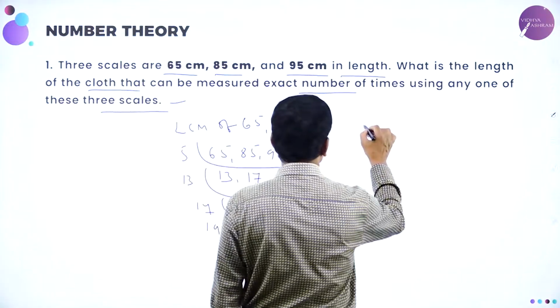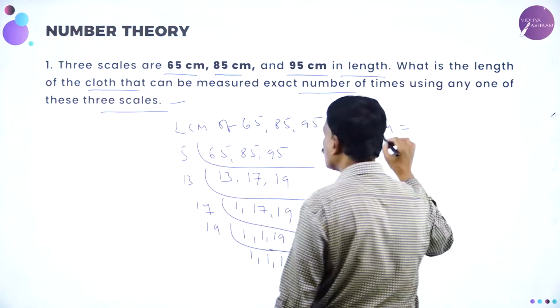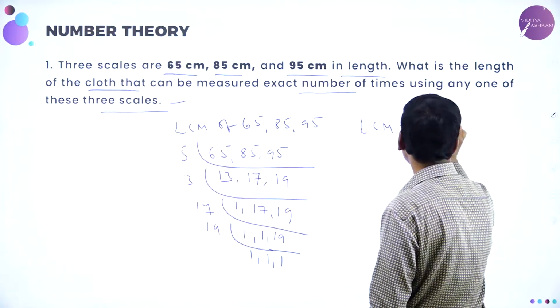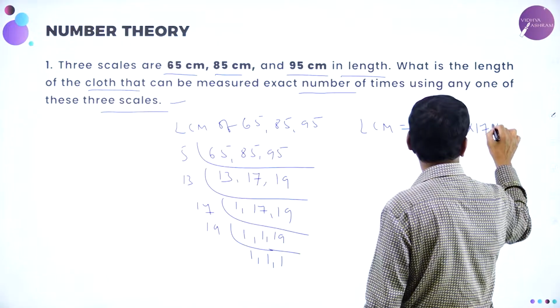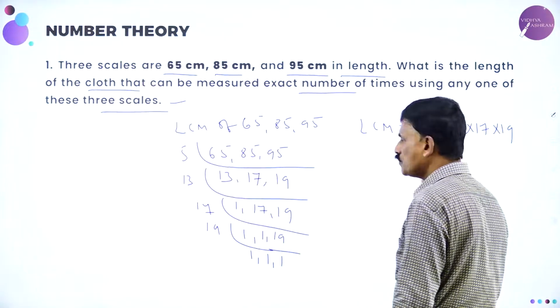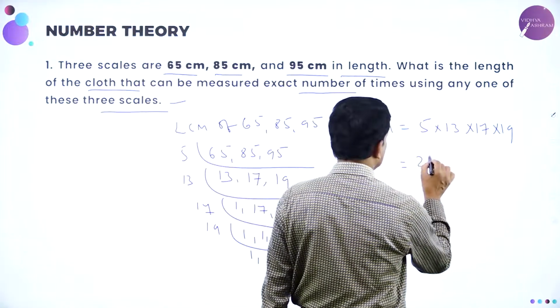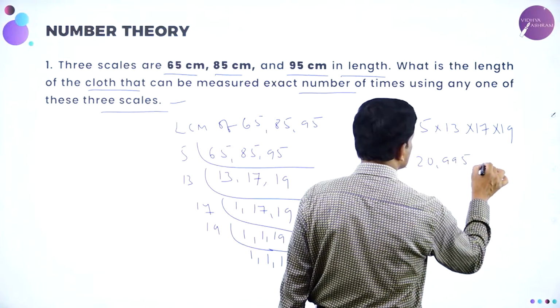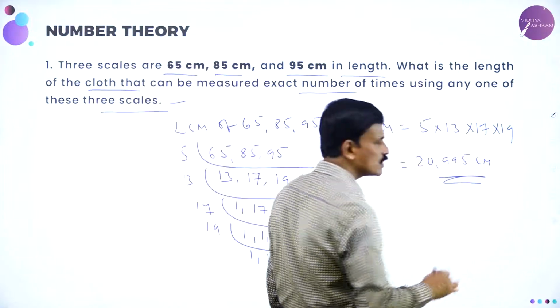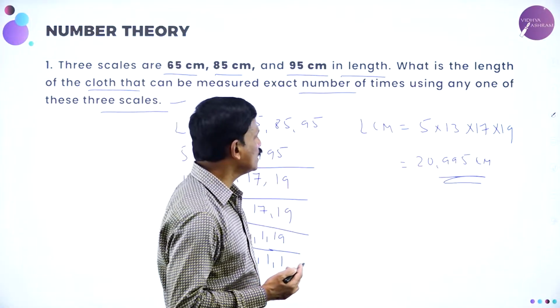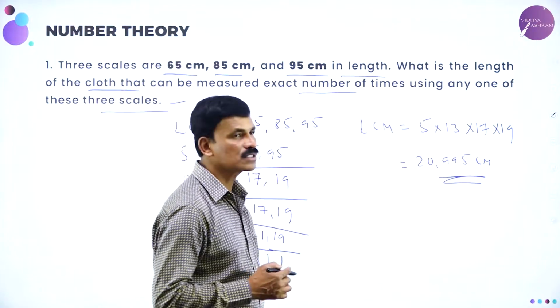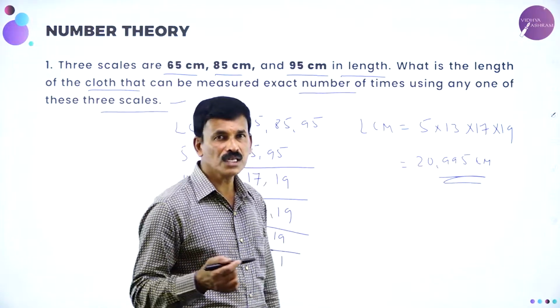So therefore the LCM of the numbers is 5 into 13 into 17 into 19. If you multiply, the answer you are going to get is 20,995 centimeters. This is the required answer. So the LCM of the scales is 20,995 centimeters. So this is how we are going to calculate the LCM.